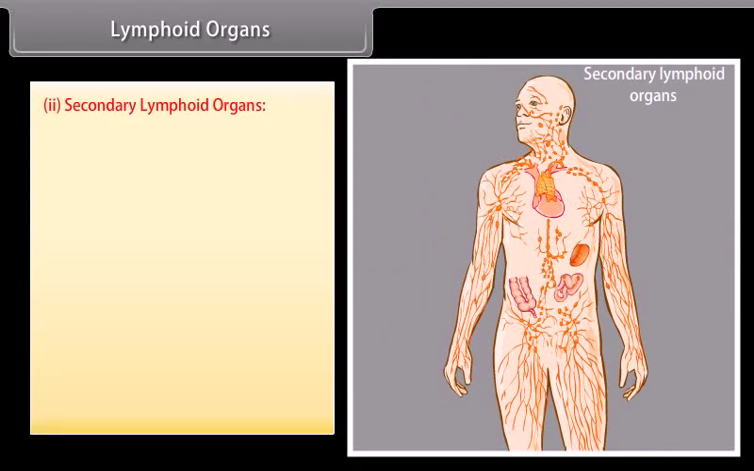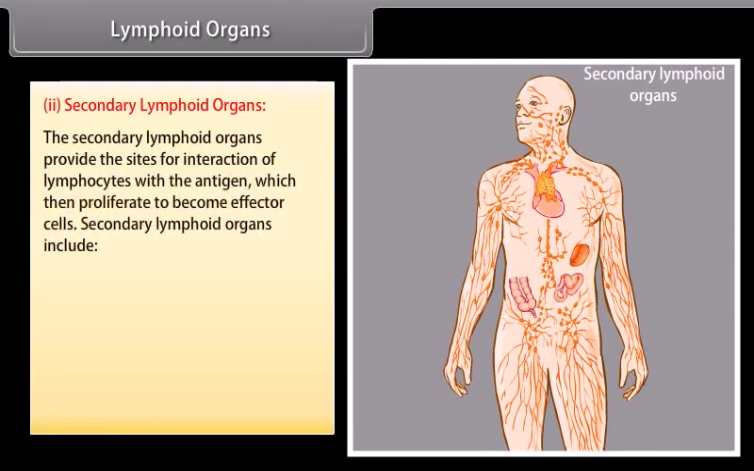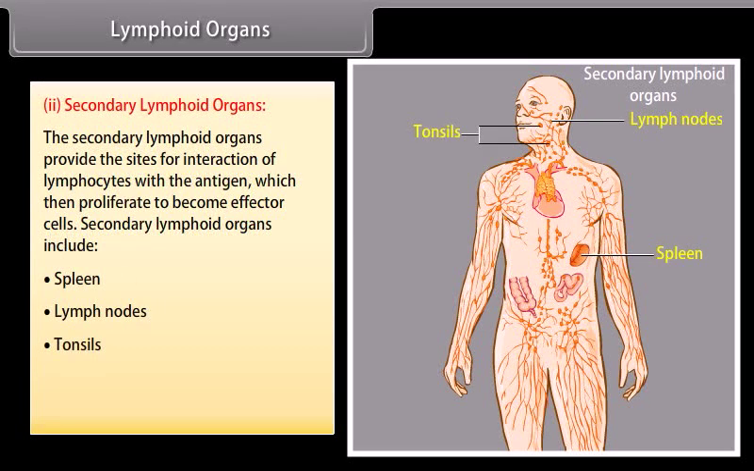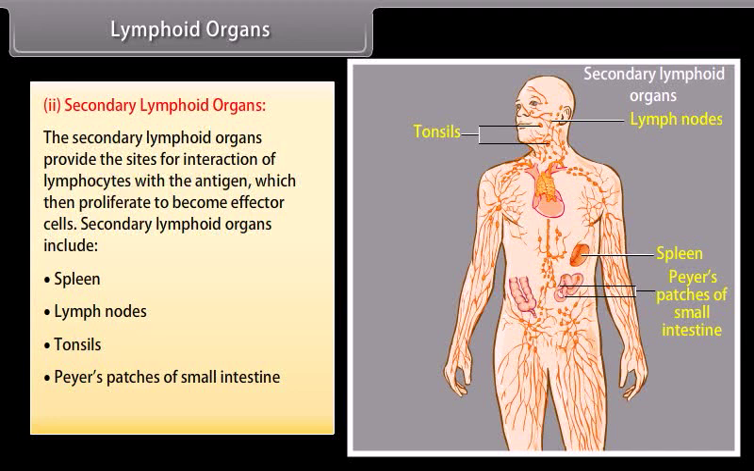Secondary lymphoid organs. The secondary lymphoid organs provide the sites for interaction of lymphocytes with the antigen, which then proliferate to become effector cells. Secondary lymphoid organs include spleen, lymph nodes, tonsils, Peyer's patches of small intestine, and appendix.